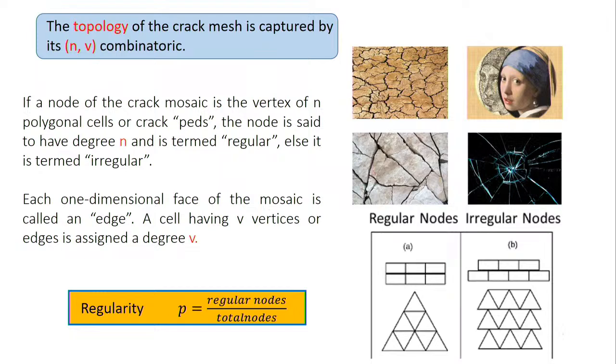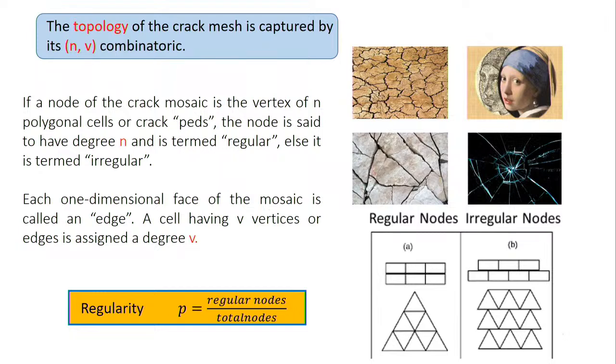For example, this node here is the vertex of these 2 polygons, but not of this. So I will say it has a degree 2 because this is an irregular node. Similarly, look at this node here. This is also irregular in the sense it is shared by 3 regular polygons, but not this. So it has a degree n. So that is the way we assign n to a node, the degree n.